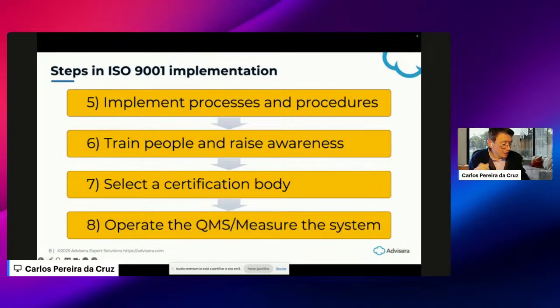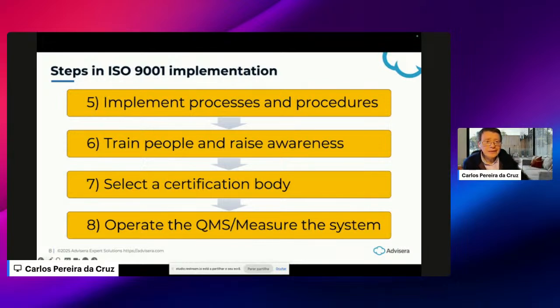Now comes step number 8, operate the QMS, measure the system. So operate the QMS, measure its performance, collect historical data, and improve continually. Okay, during this phase, gather records necessary for audits to demonstrate that your processes meet requirements, are effective, and show ongoing improvements as needed. Certification bodies require a certain time frame of data to ensure the system is mature enough to exhibit compliance. Okay, and that differs from certification body to certification body. So again, another reason for contacting them in advance and asking, what is the historic time that you need?